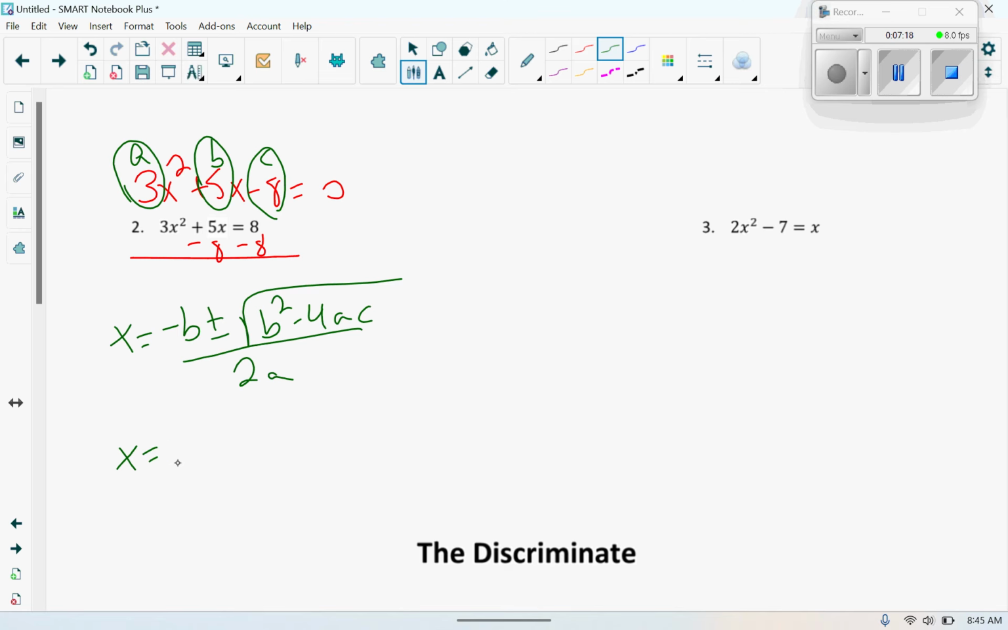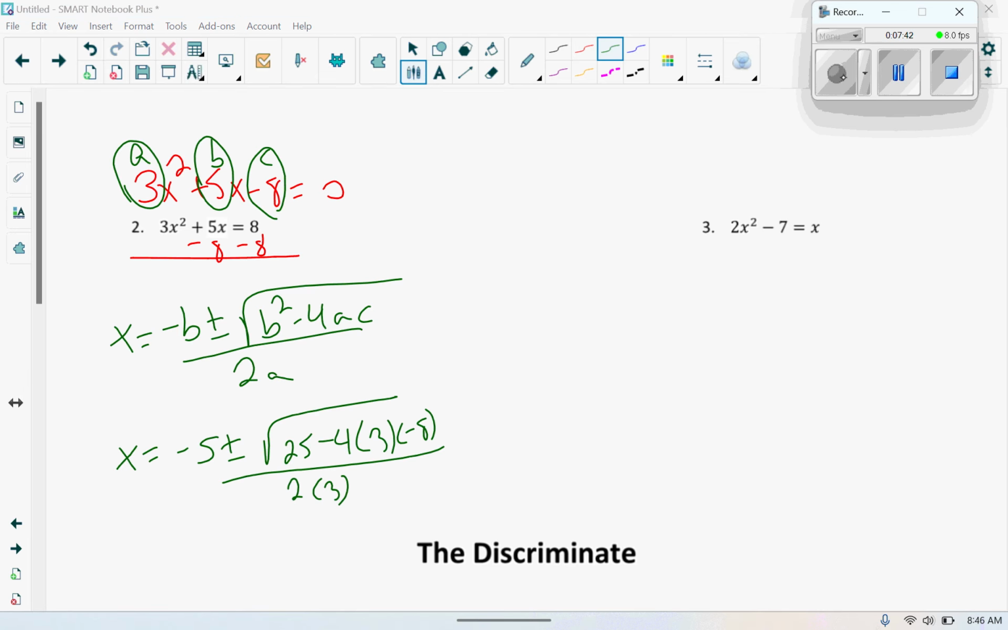Okay, so X equals opposite of B, so that's going to be a negative 5. And then 5 squared, that's going to be 25. I'm going to go ahead and put that in there. And then 2 times 3. Okay, and then from here, I'm just cleaning it up. So 25 minus 4 times 3 times negative 8. That is 121. And over that is 6.